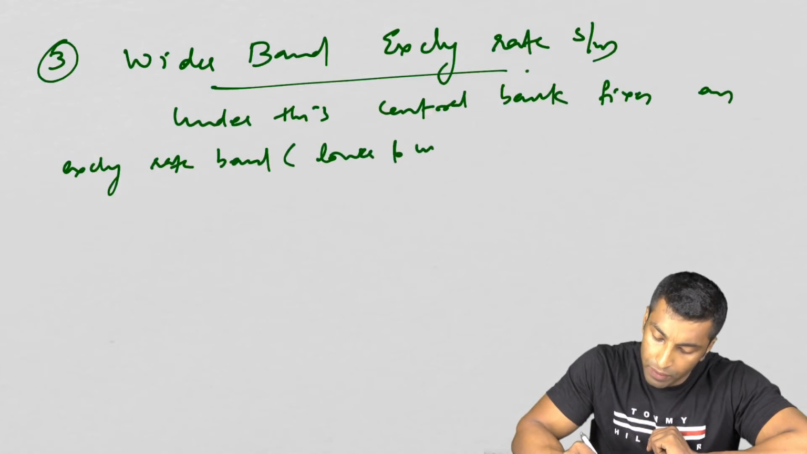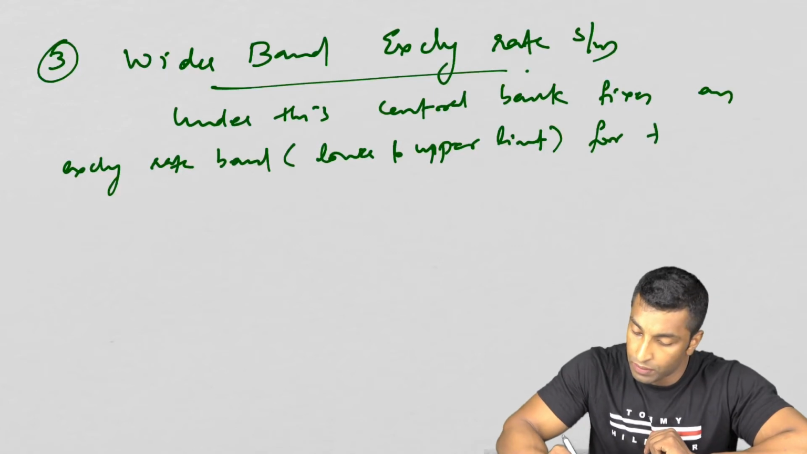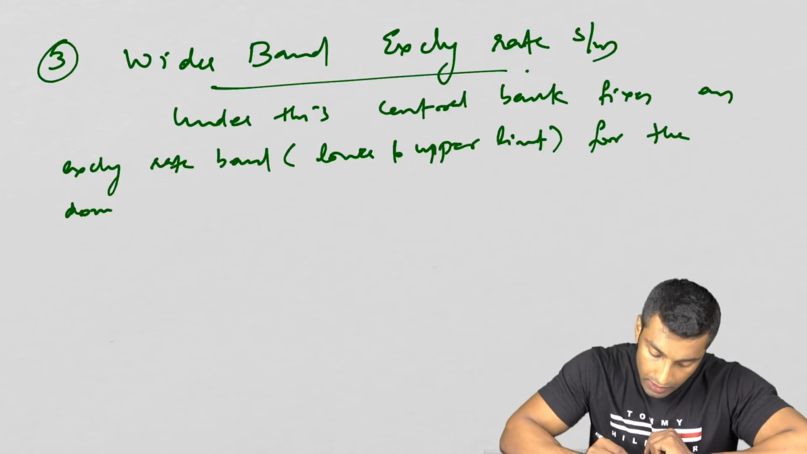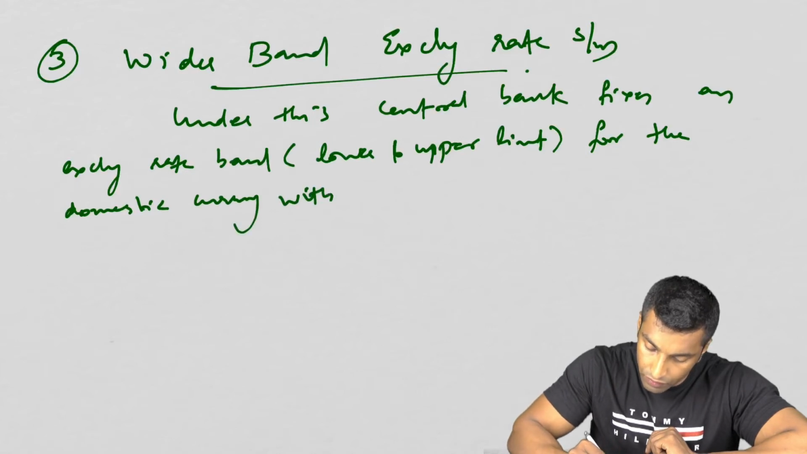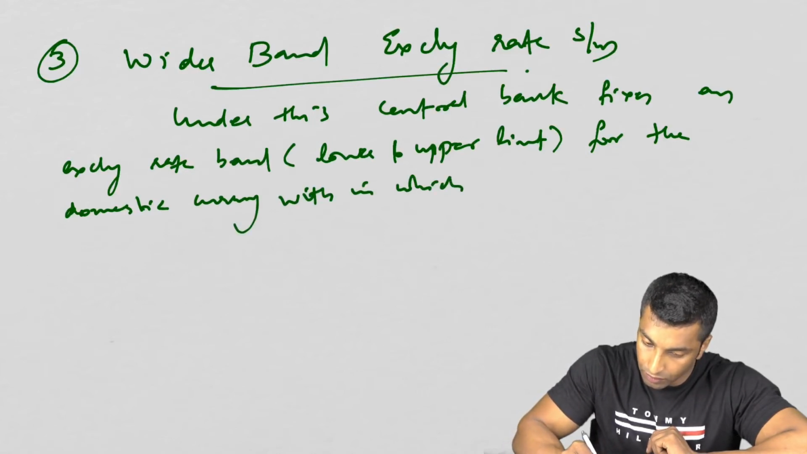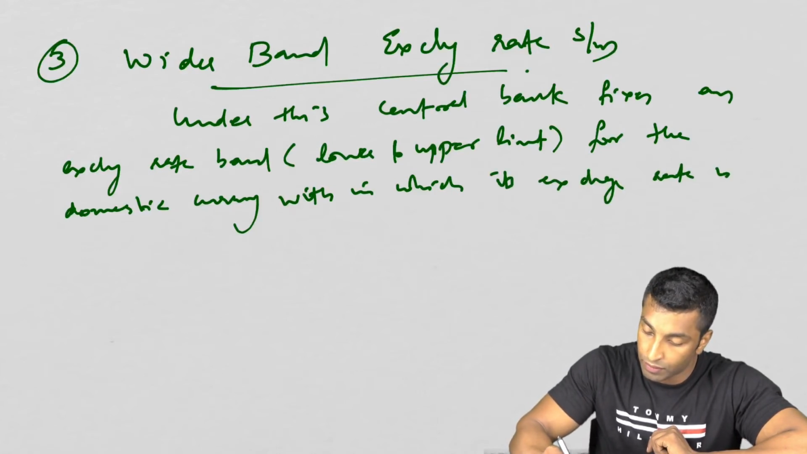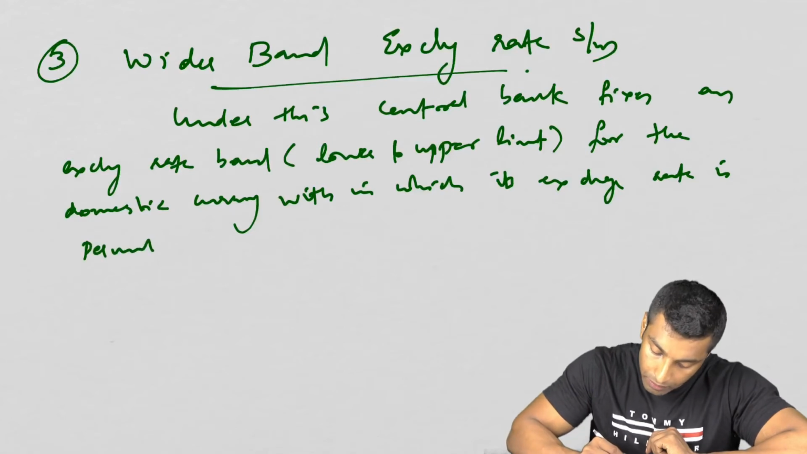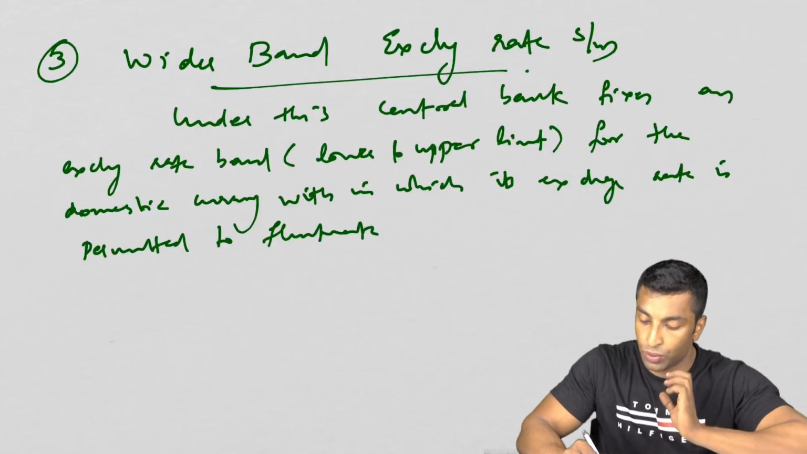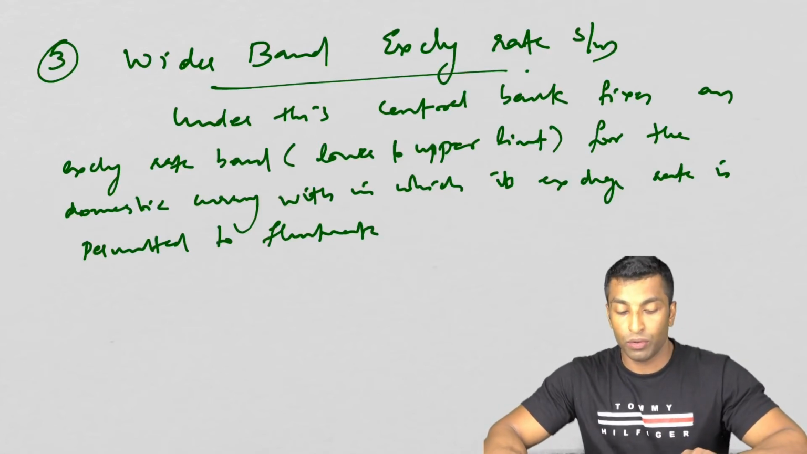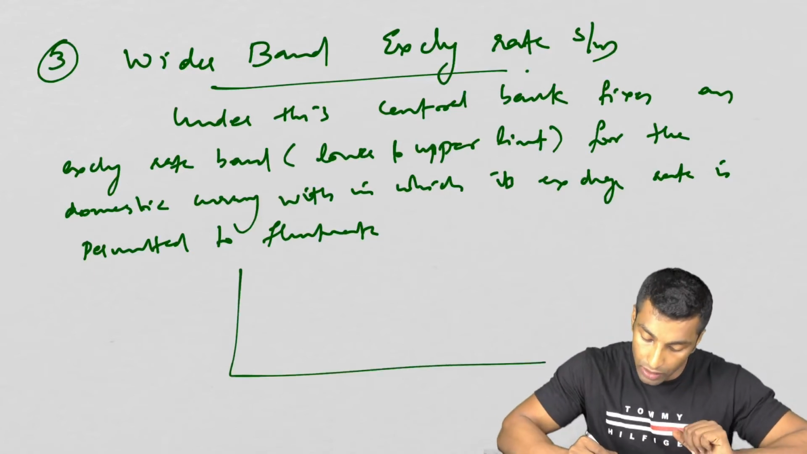So there will be a lower and upper limit for this band for the domestic currency, within which its exchange rate is permitted to fluctuate. So it is not like it can fluctuate anywhere. There is an upper limit and a lower limit, and it stays between them.